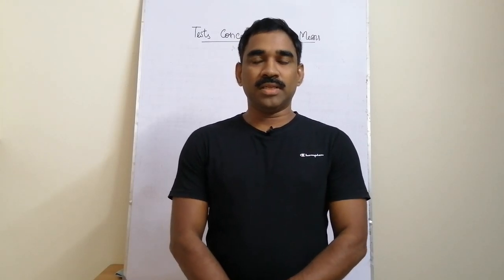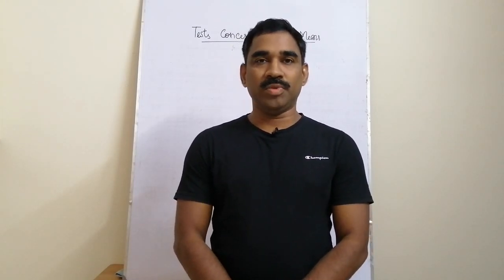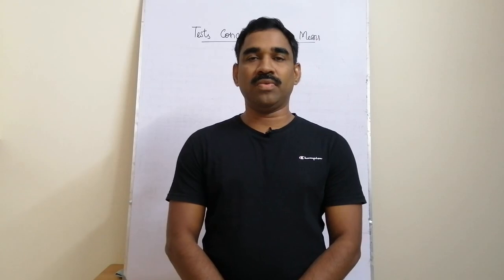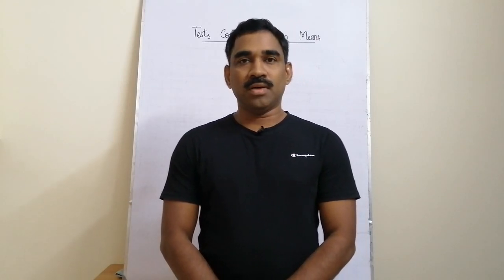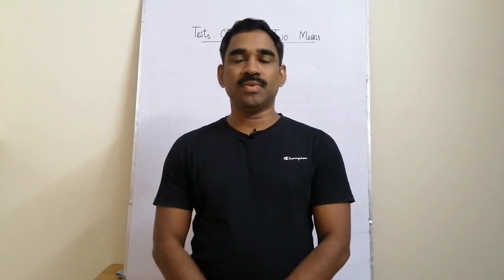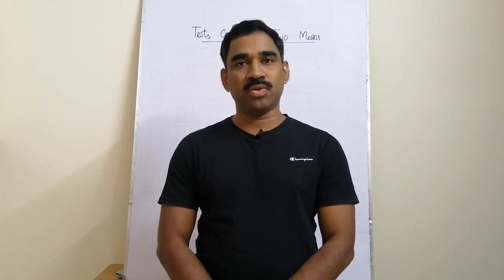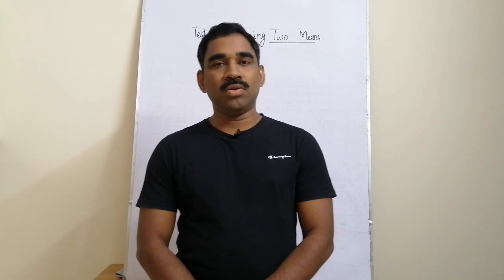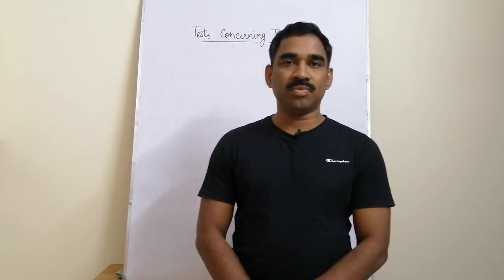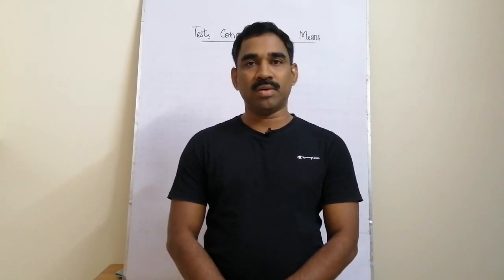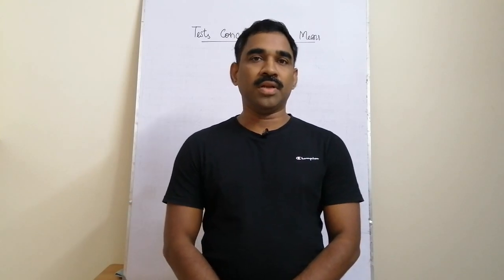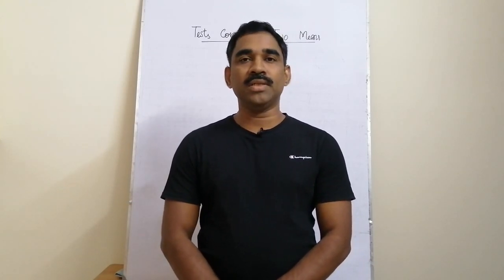Welcome back. In this lecture, we will discuss tests concerning two means. This situation occurs whenever we are comparing two populations. Suppose we are considering two populations with population means mu1 and mu2 and population variances sigma 1 square and sigma 2 square. So in order to compare these two populations in terms of their parameters, we are drawing two samples of sizes say n1 and n2 from these two populations.